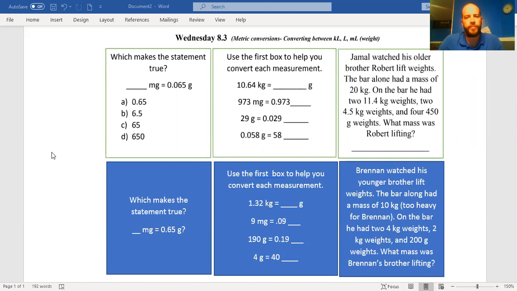Now, the top 3 here, I clipped those off of your homework. Okay, I'll talk to you about them. And then the blue 3, I'm just making similar problems and completing them for you, so you can kind of see how to do it. So today we are talking about grams.